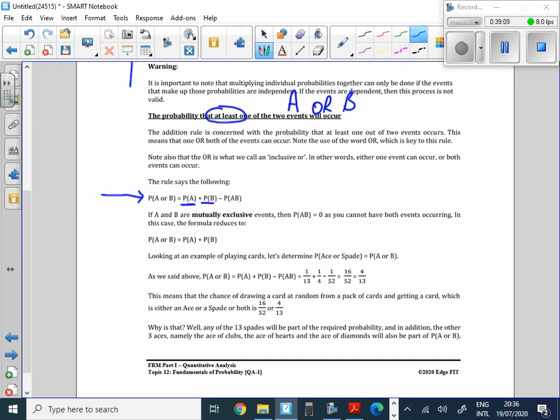Okay, plus the probability of B. And why do I just sum them together? Why am I allowed just to sum them together? Because I don't care which one it is. I just want one of them to happen. So I don't care if it's A, I don't care if it's B. So sum them together, and as long as one of them happens, I'm happy. But look what I'm doing now.